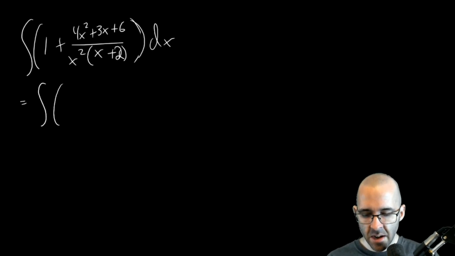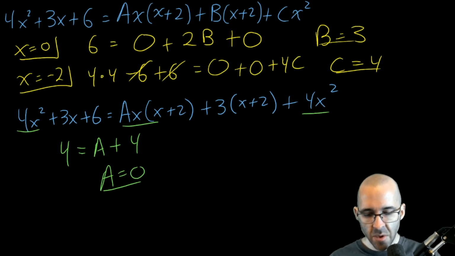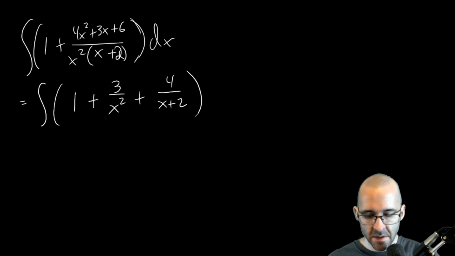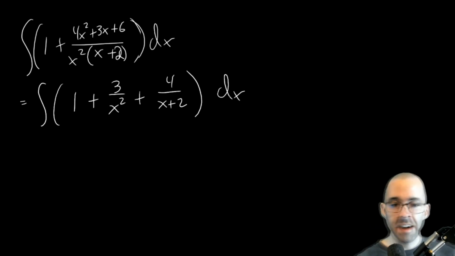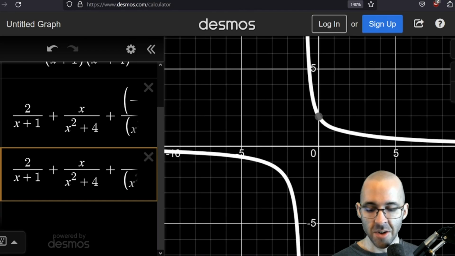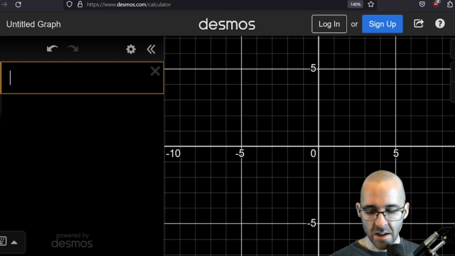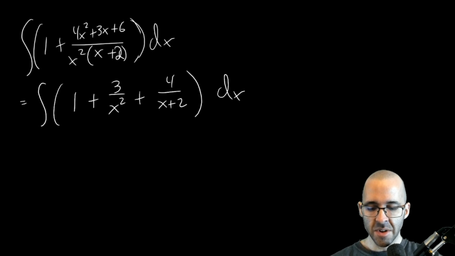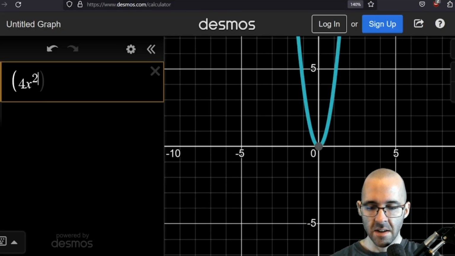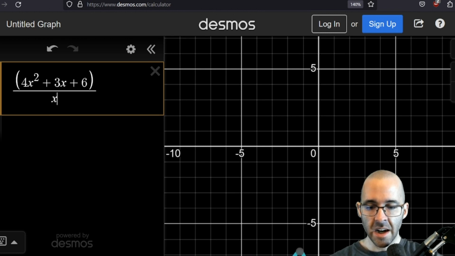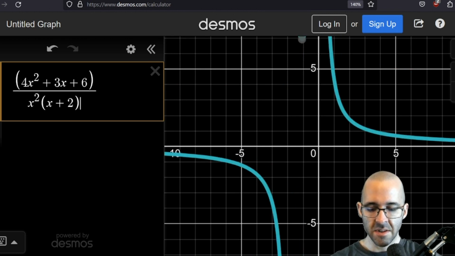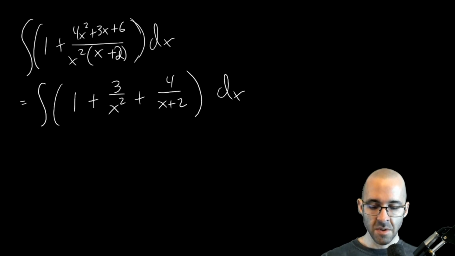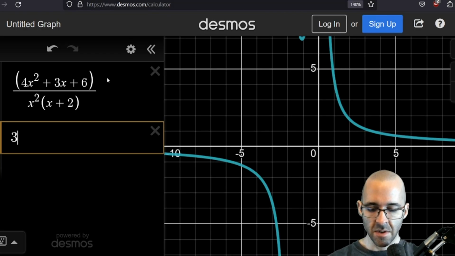A is 0. So this is going to be the integral of 1 plus 0 over x, plus B, which is 3 over x squared, plus C, which is 4 over x plus 2. And again, it's a good idea to pause here and check whether we did our partial fractions right. Is 4x squared plus 3x plus 6 divided by x squared times x plus 2 equal to 3 over x squared plus 4 over x plus 2?